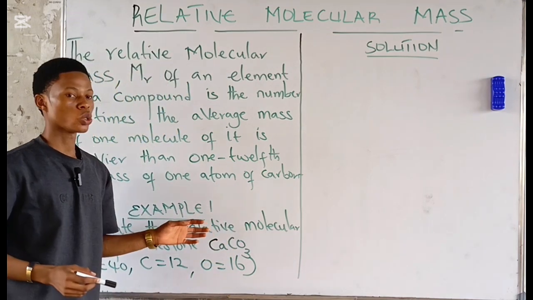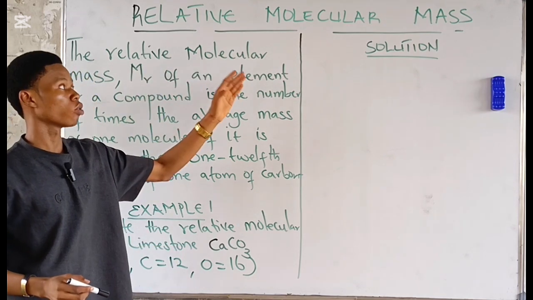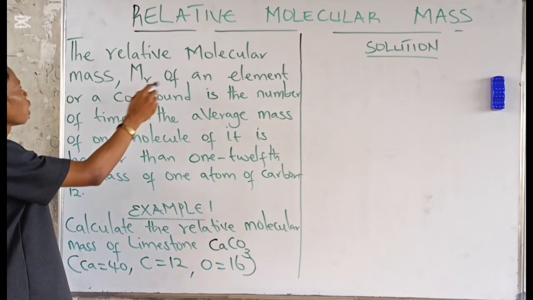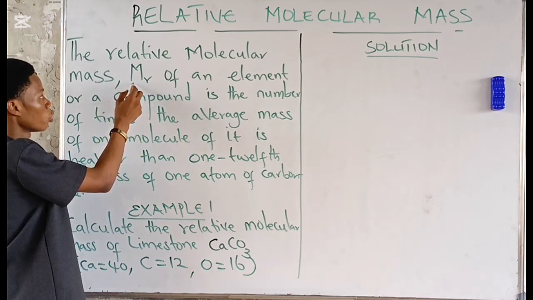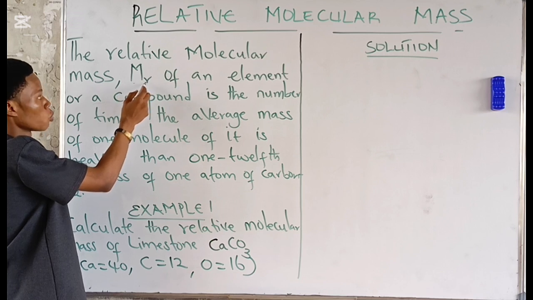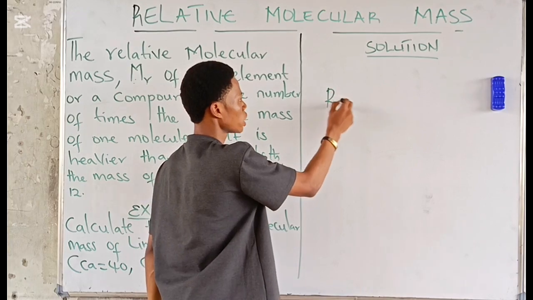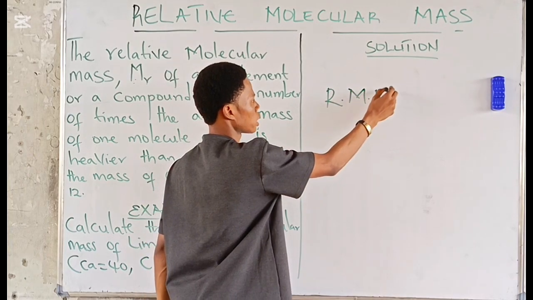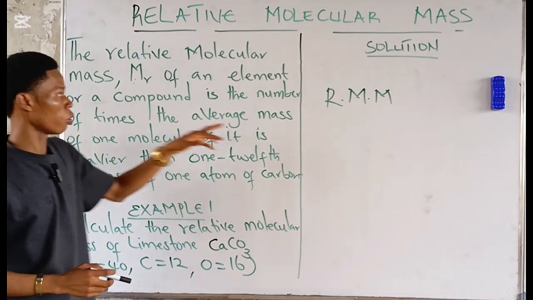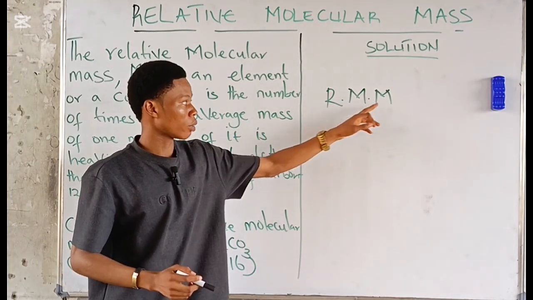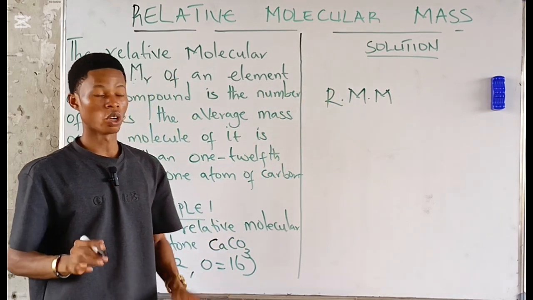Now, first, before we go into our practical questions, let's look at the meaning of relative molecular mass. Relative molecular mass is represented as Mr. If you check very well, the M is capital and the r is small. In some places, you see it represented as capital R, capital M. Anyone you see, just know what they're talking about is relative molecular mass.